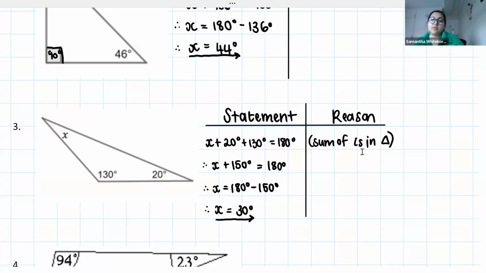Yes, you can use sum of interior angles. That's fine. Just say of a triangle, because interior angles of what? Are you talking about a square, a hexagon? So just say sum of interior angles of a triangle, but that is fine.